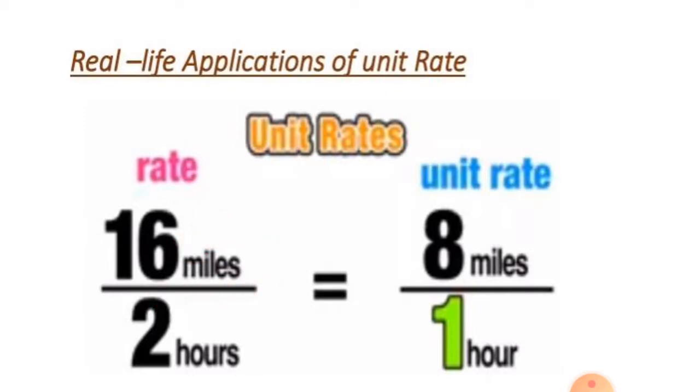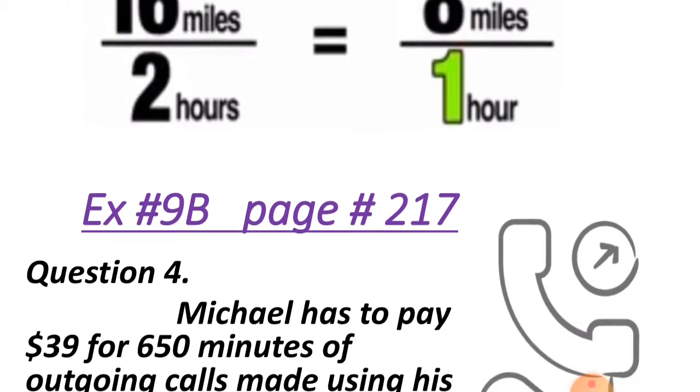So we can simplify it and find out in 1 hour how many miles she can travel. Okay, so we are going to simplify with the table of 2. 2 1s are 2, 2 8s are 16. So we get the solution that in 1 hour she can run 8 miles. So she can cover the distance of 8 miles. That is called the unit rate.